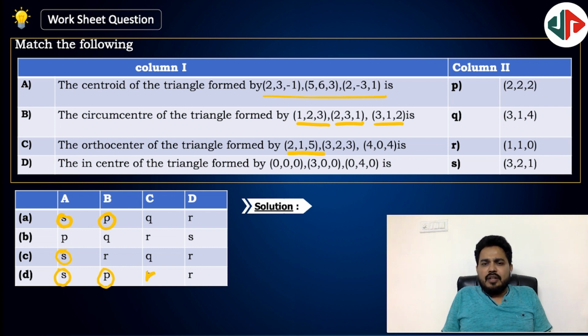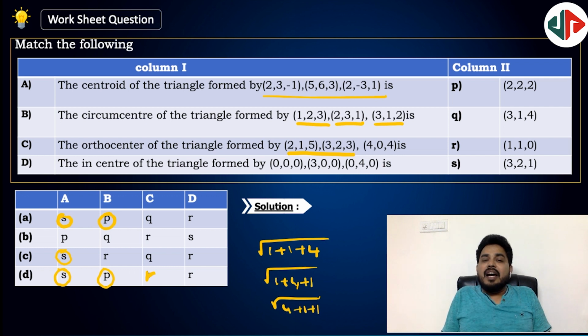Orthocenter of the triangle formed by these. Just look here, what is the distance between these two? The distance is root over 3 minus 1 squared plus 1 plus 1 plus 4. What is the distance between these two? Root over 1 plus 4 plus 1. Similarly, the distance between these two is 4 plus 1 plus 1. Equilateral triangle. Orthocenter will be the centroid. 2 plus 3, 5, 9 by 3. So 3, 1 plus 3, 3 comma 1 comma 4. So you have this one.